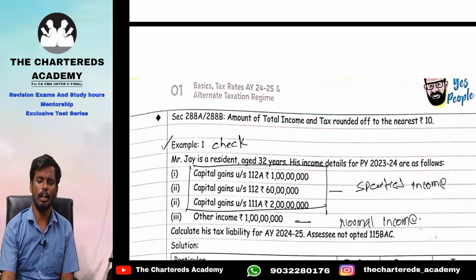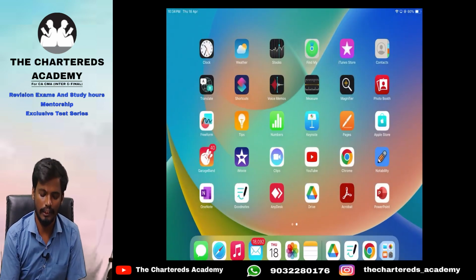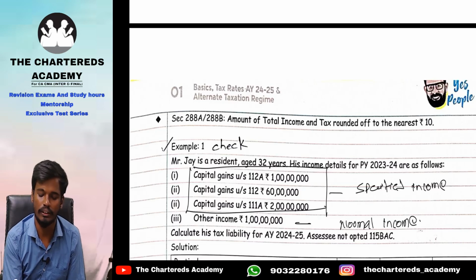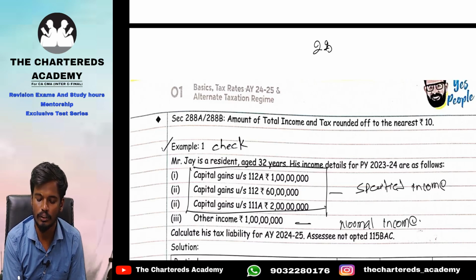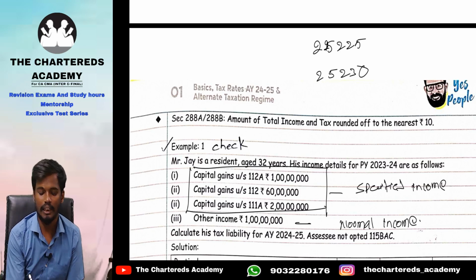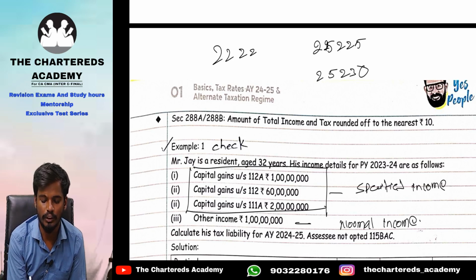Sir, your tax will always be rounded to the nearest 10. How to round? Sir, if your tax is 25, it is rounded to 30. Always rounded to the nearest 10. If your tax is 21, you round it to 20.